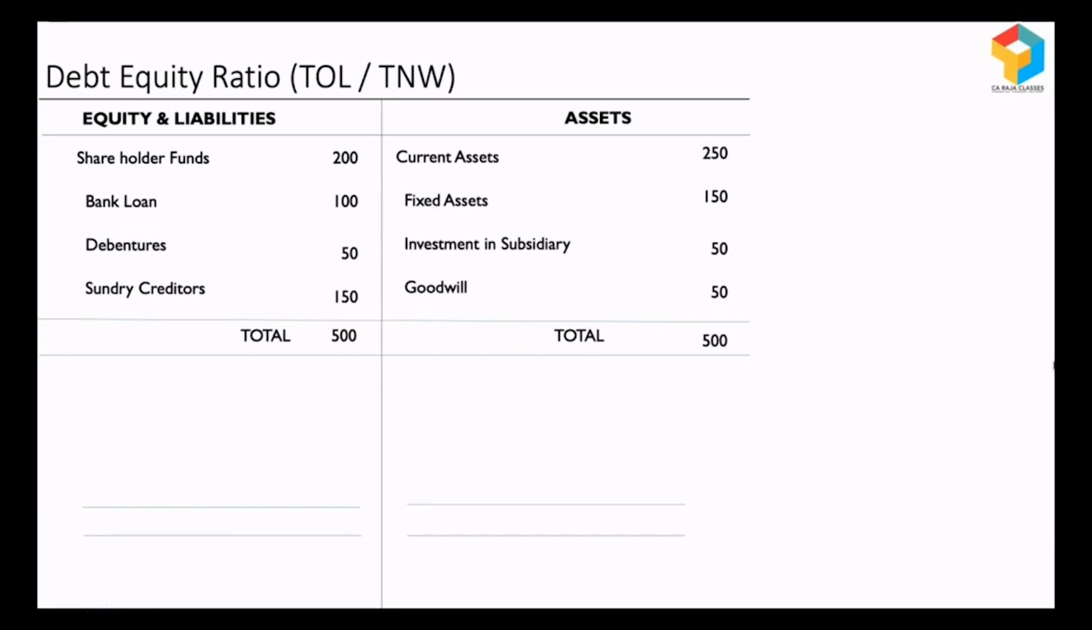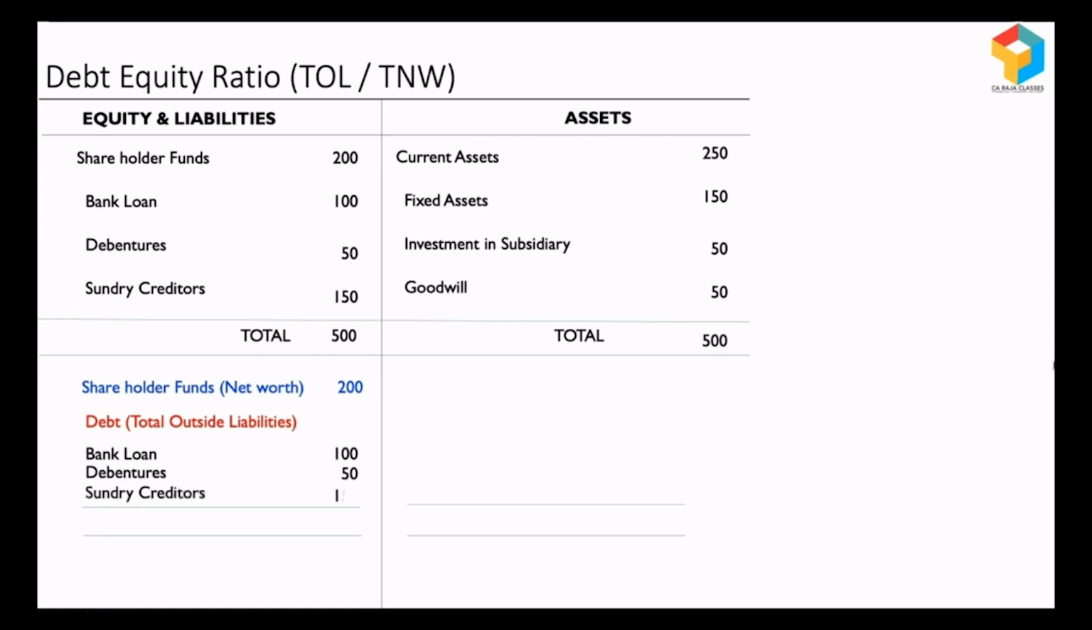Now with this balance sheet, let's first calculate our debt equity in the normal way, like what we did earlier. So what we have to do, we have to find out what are shareholders funds, and in this case it is pretty straightforward, 200. Then we have to compare that with the debt, which is outside liability. So bank loan of 100, debentures of 50, and sundry creditors of 150. And what is the total? Total outside liabilities is 300. So debt equity we can calculate debt divided by equity, or total outside liability by net worth. Okay, 300 by 200 will give us debt equity ratio as 1.5:1.